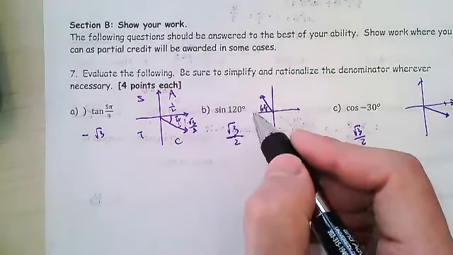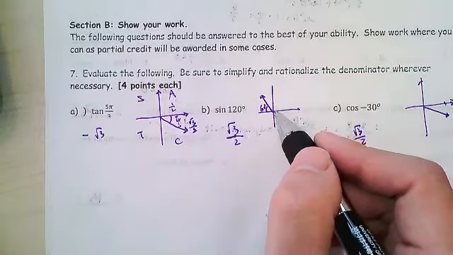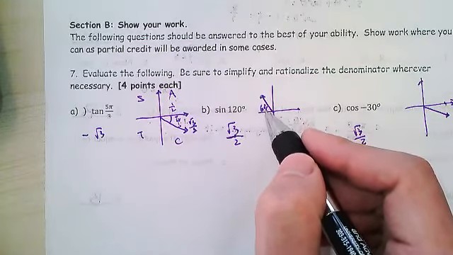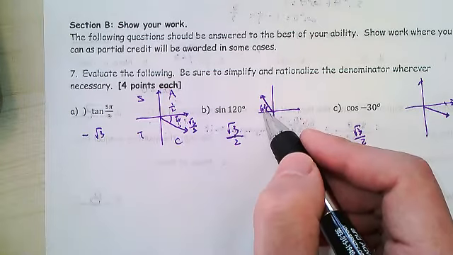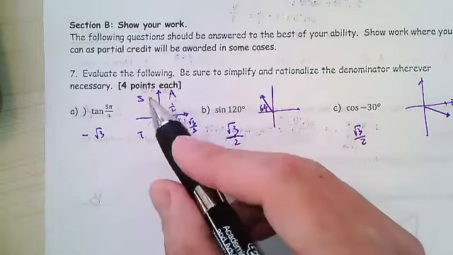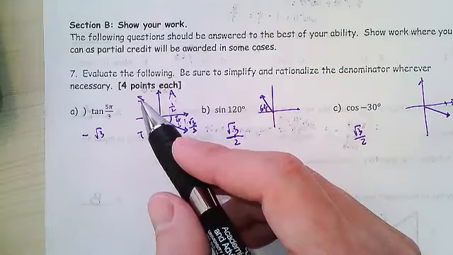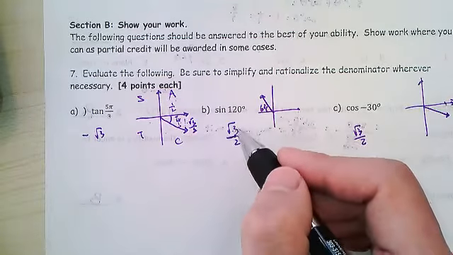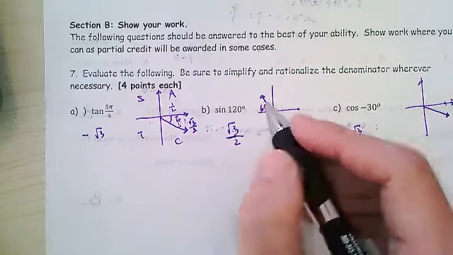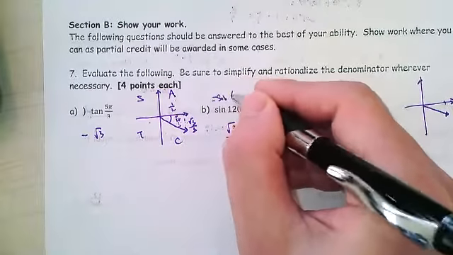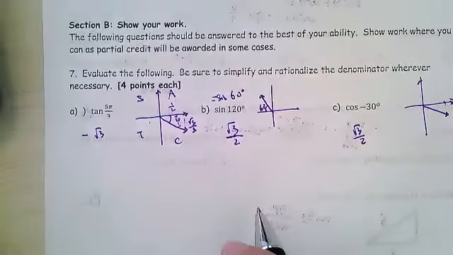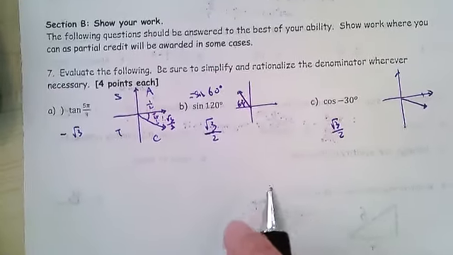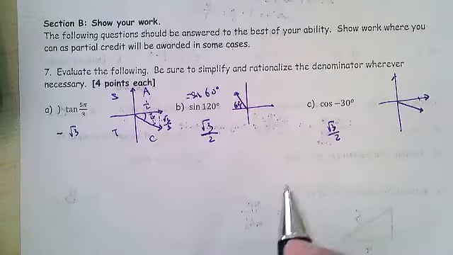Sine 120. So it should be in the second quadrant, and the reference angle should be 60 degrees. According to the ASTC rule, sine is positive, and you have 60 degrees, so the answer is square root of 3 over 2. Okay, which is just equal to sine 60. Okay, any question on this one?